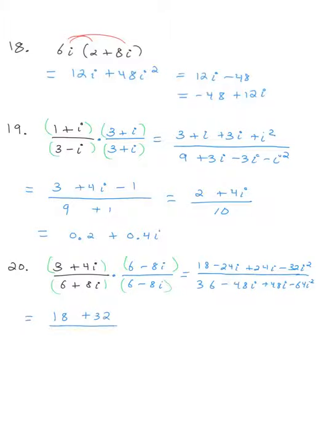In the denominator, we have 36. The 48i's cancel, and we have a negative 64i squared, becoming a positive 64. So there are no imaginary numbers anywhere within this problem. We can just simply add the numerators and denominators together. So we get 50 over 100, or a half.